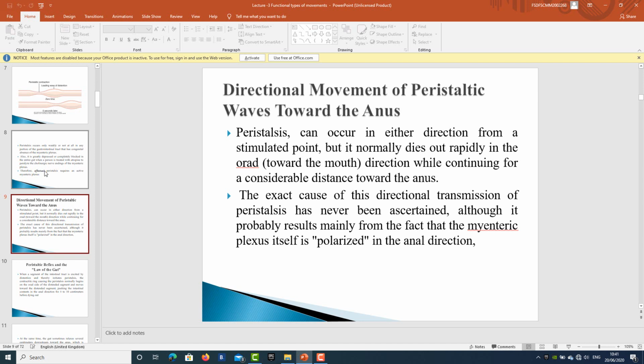So, in order to maintain homeostasis, to maintain healthy nutritional support of the body, to avoid weakness, and to provide the proper nutrients to a person, peristalsis is more inclined to move towards the anus than towards the mouth. And one of the scientific causes is that the myenteric plexus is polarized in the anal direction.